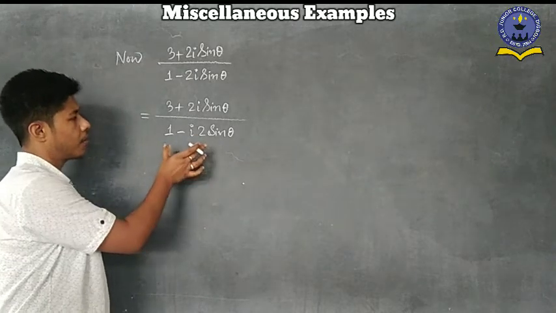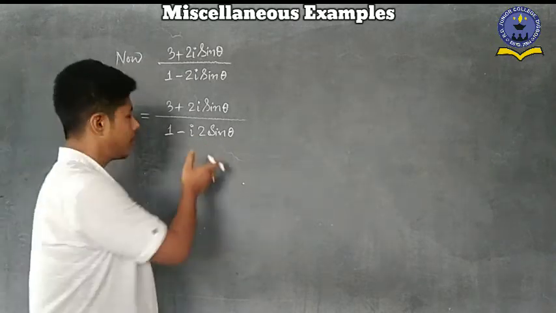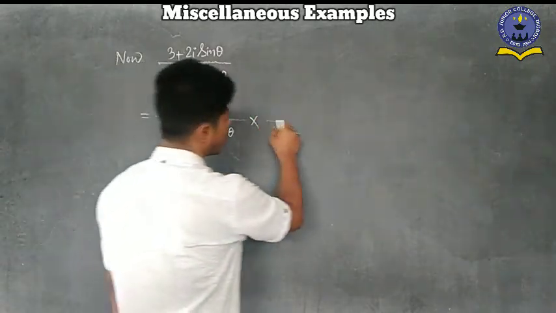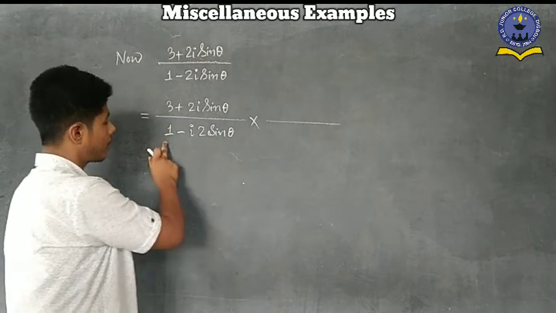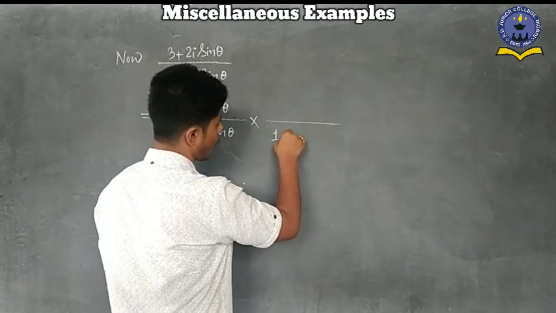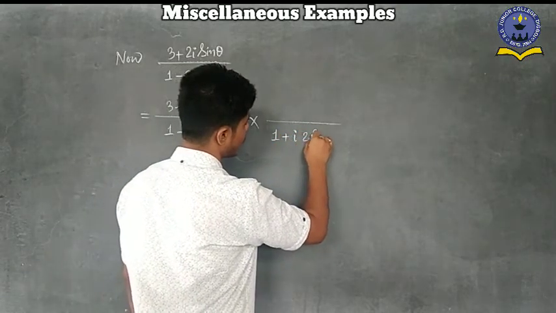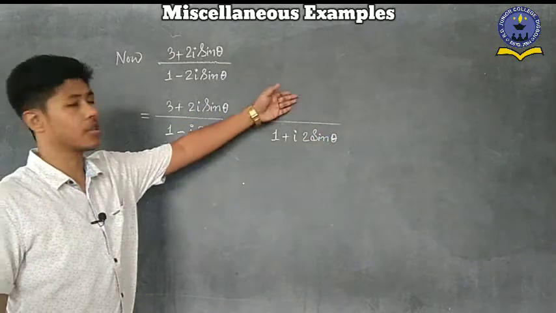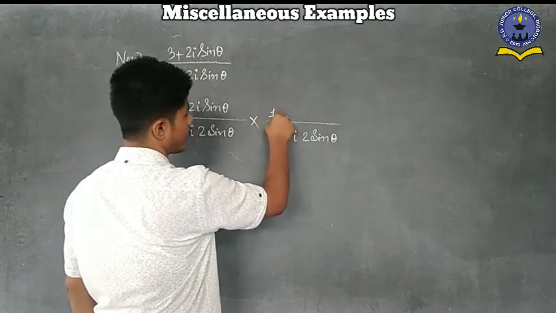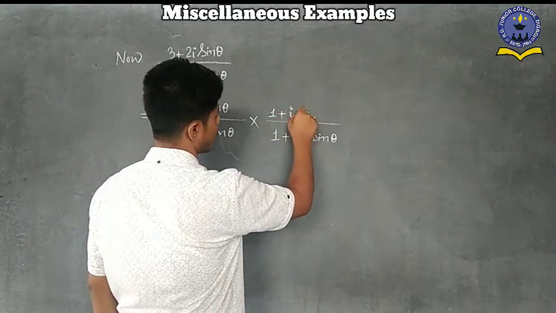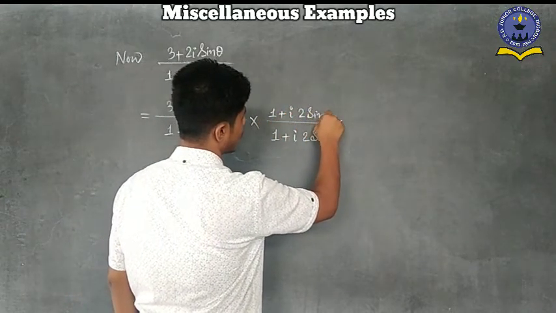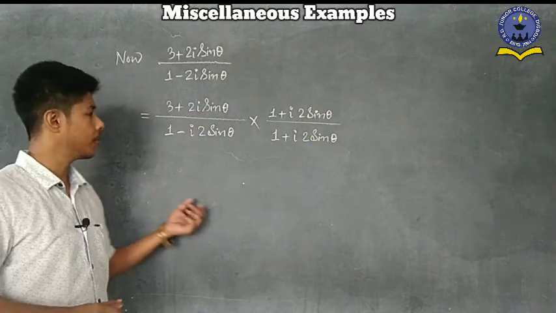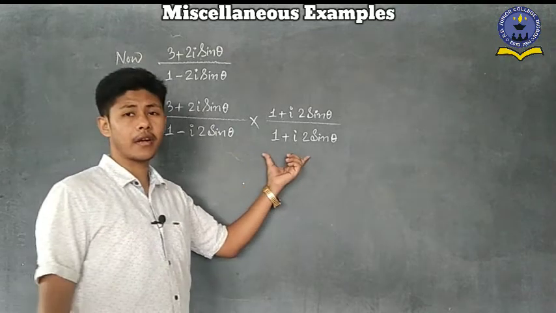So if it is of the form a minus ib, then we can easily write down the conjugate of this result. If we write down the conjugate, then we write 1 plus i into 2 sin theta. Is it clear? To balance this, here also we have to write 1 plus i into 2 sin theta. Is it clear? These two cancel out. So here we multiplied by the conjugate.